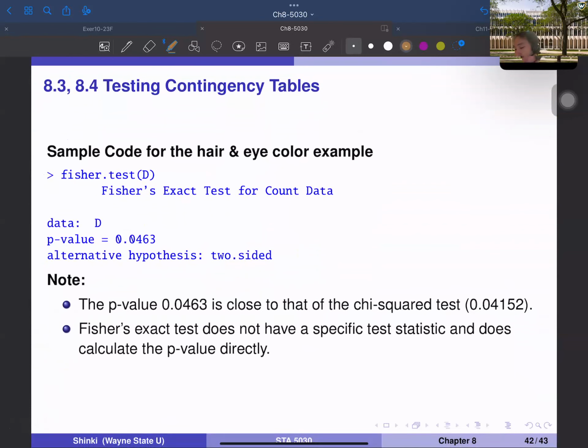So this is the sample code. We have exactly the same format as chisq.test. We have the fisher.test function, and we only have the p-value as the output because we do not have intermediate products such as degrees of freedom or chi-square distribution.